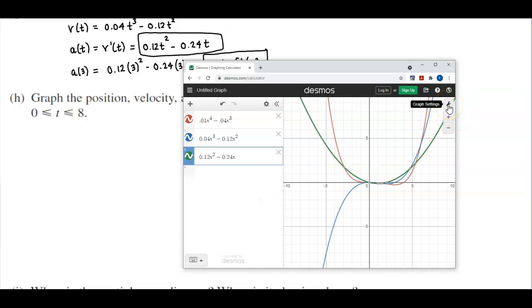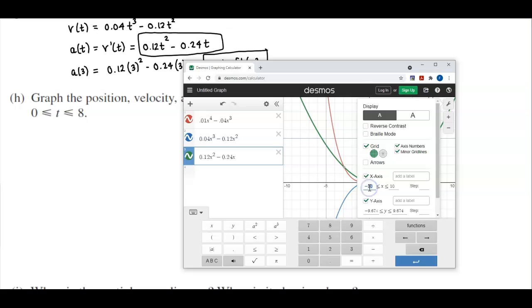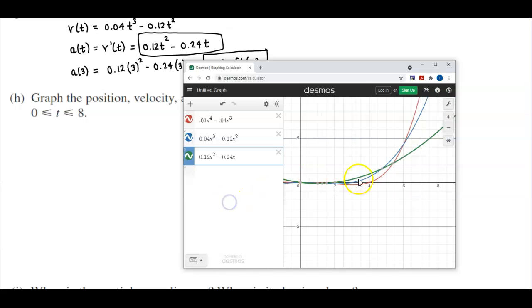Okay, so let's go ahead and put that in here. What we're going to do first is see what happens between 0 and 8. So we have, let's say, -1, and then we have 8. Or let's make that 9, just so we can see that a little bit.